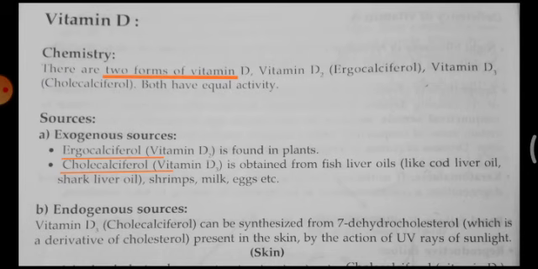The sources of vitamin D are exogenous sources. Ergocalciferol, that means vitamin D2, is found in plants, and cholecalciferol, vitamin D3, is obtained from fish liver oil like cod liver and shark liver, shrimps, milk and egg. This is obtained from the diet, hence it is called an exogenous source, since it comes from food. Endogenous source means the vitamin D synthesized in the body.